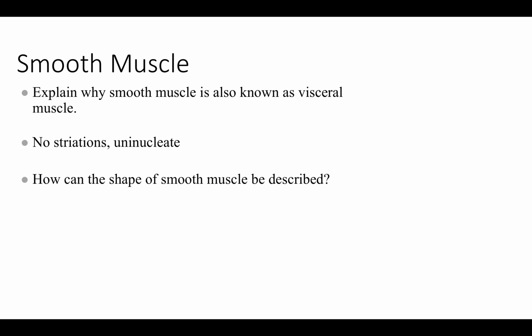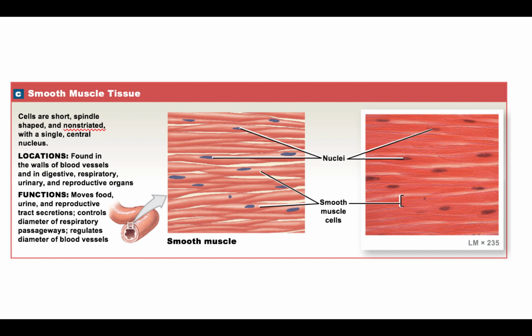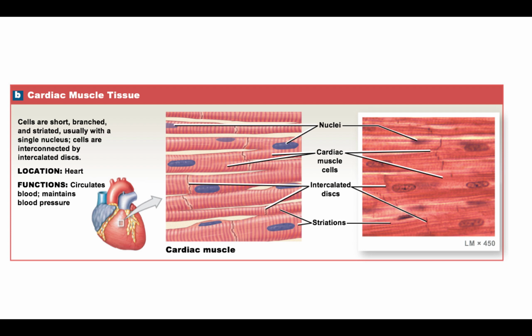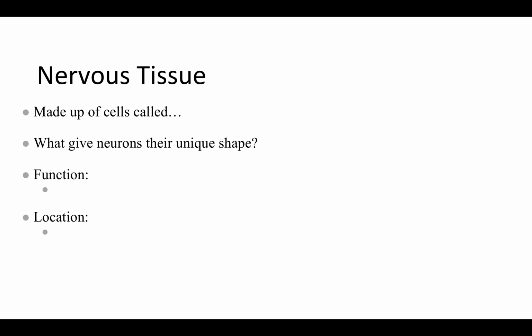Smooth muscle helps move substances throughout your body. They're uninucleate. They are spindle-shaped, which means they're kind of shaped like almonds. And we find them in our hollow organs. And then cardiac muscle. Cardiac muscle is going to make up our heart. It's striated, it's uninucleate, and it has intercalated discs, which are the separations between each muscle cell that helps conduct the electrical impulses throughout the heart.